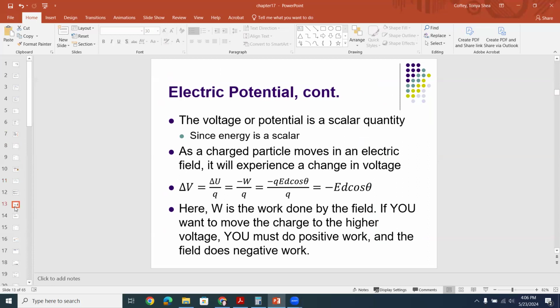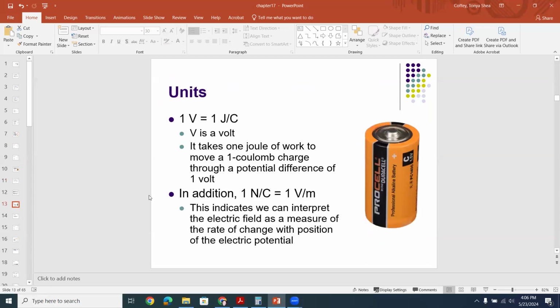Previously we had used newtons per coulomb as the unit of the electric field. And now we can also say that that's equal to 1 volt per meter. So we can define our electric field as either newtons per coulomb or volts per meter. All right. So this indicates that we can interpret the electric field as a measure of the rate of the change with position of the voltage.